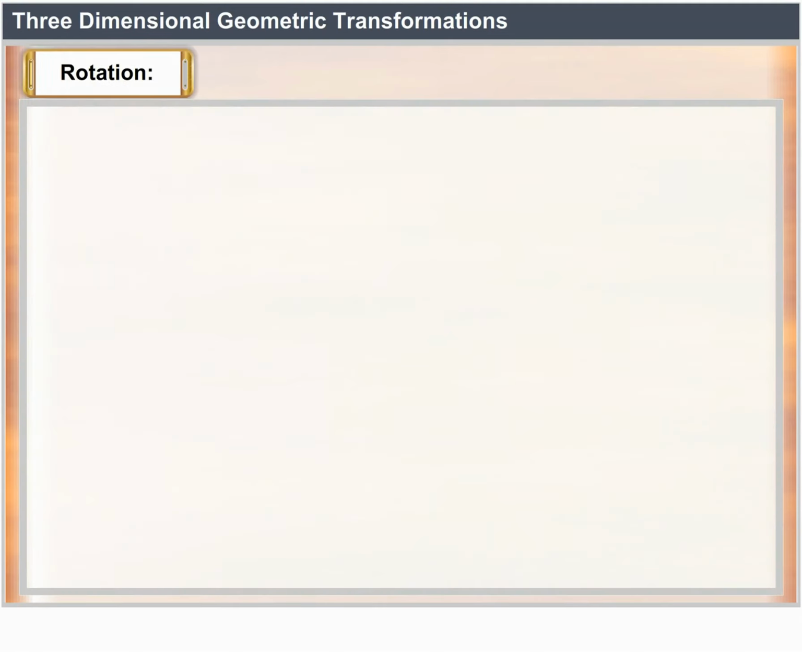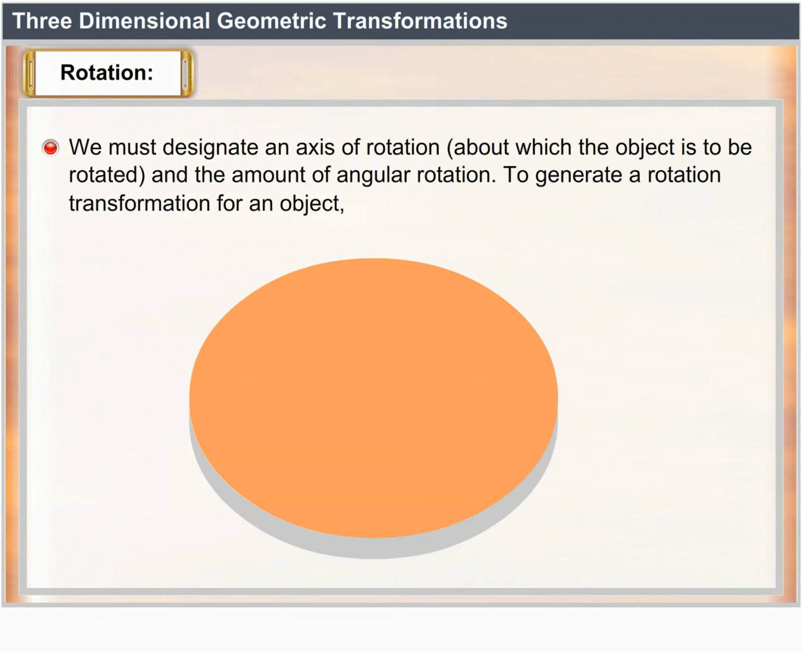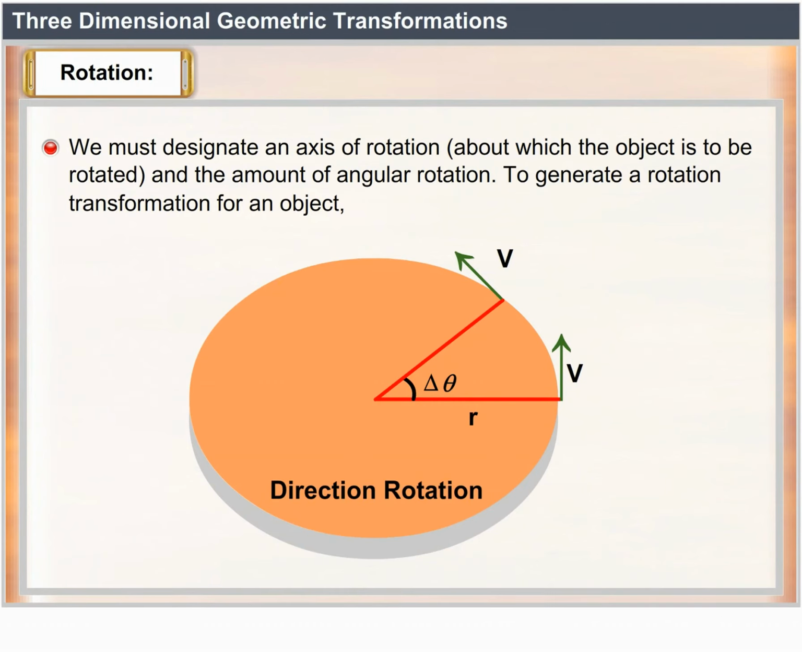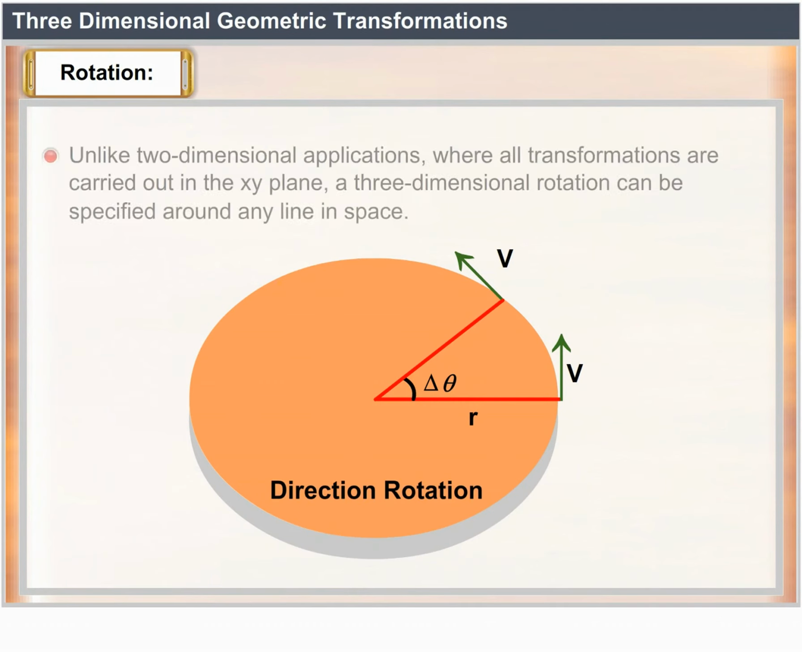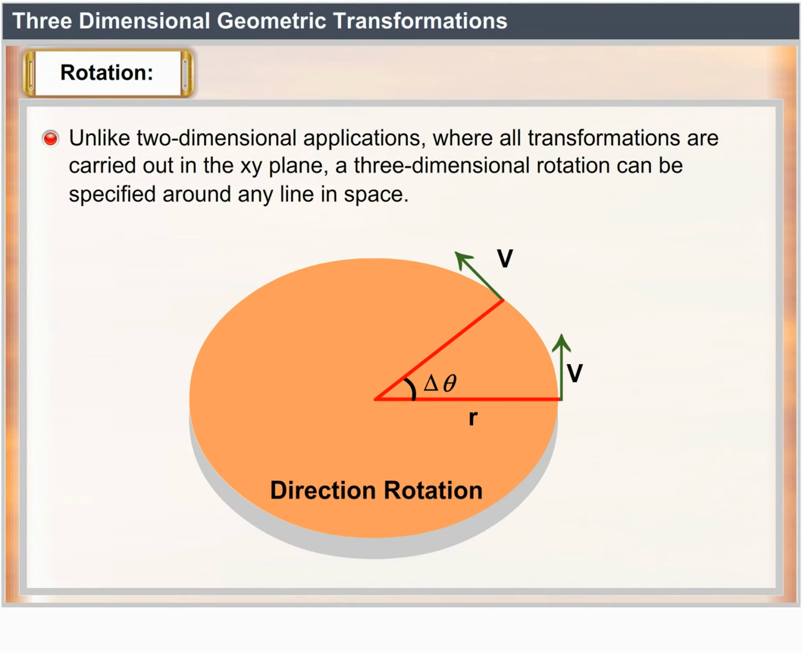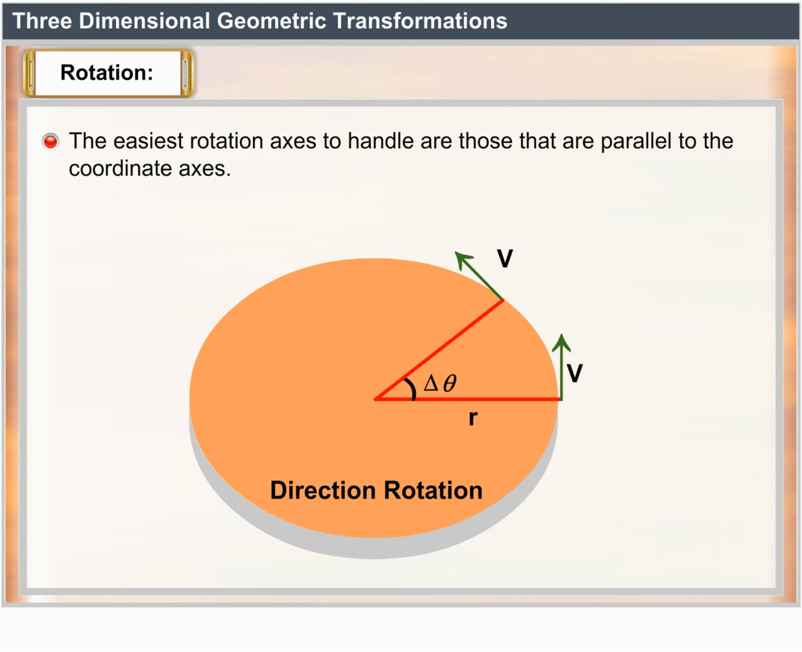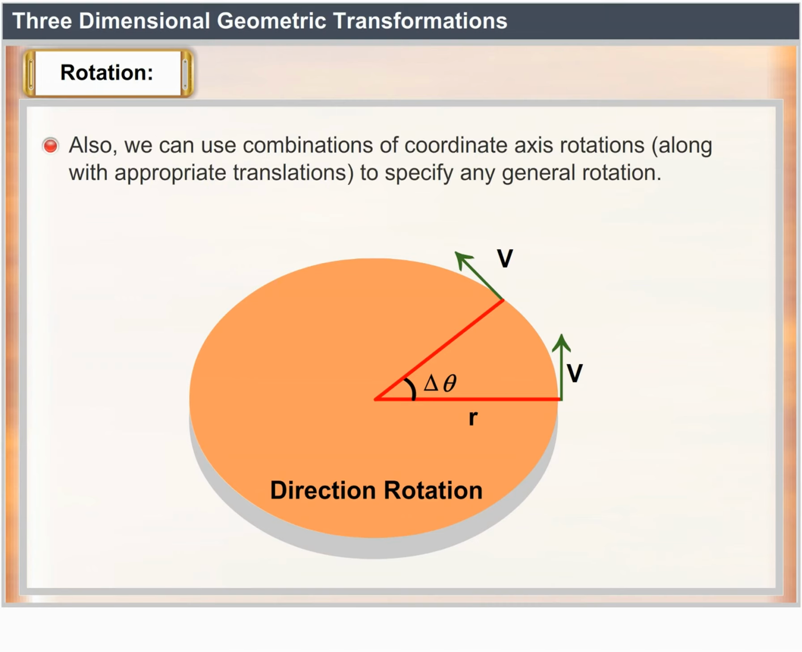the object is to be rotated, and the amount of angular rotation. Unlike two-dimensional applications, where all transformations are carried out in the xy plane, a three-dimensional rotation can be specified around any line in space. The easiest rotation axes to handle are those that are parallel to the coordinate axes. Also, we can use combinations of coordinate axis rotations, along with appropriate translations, to specify any general rotation.